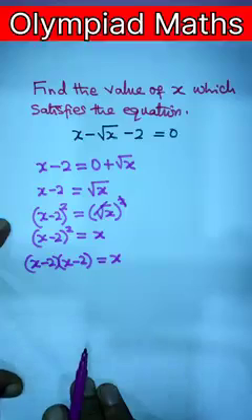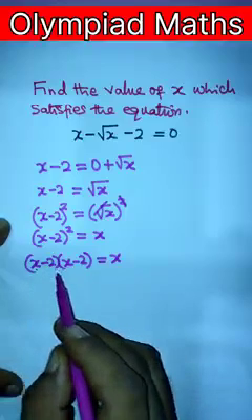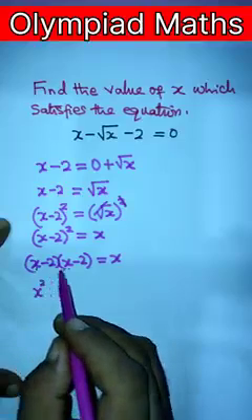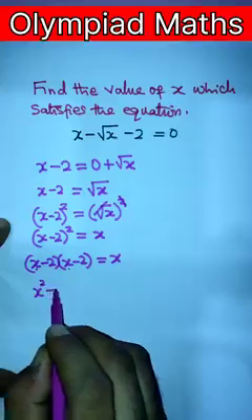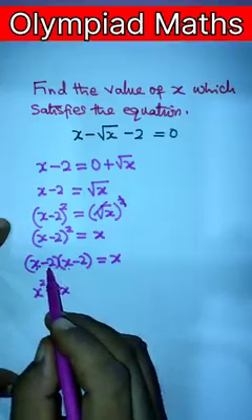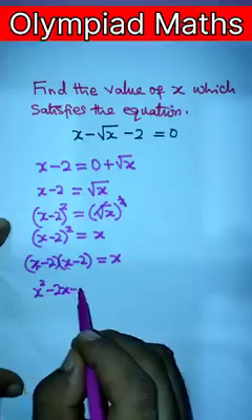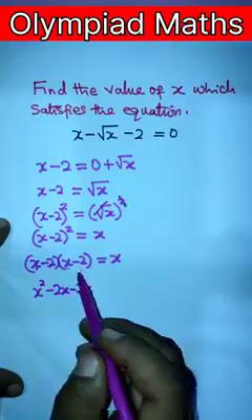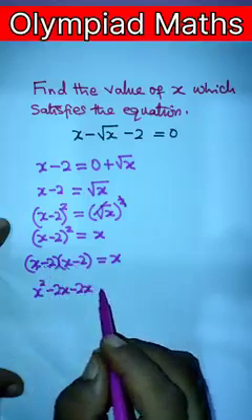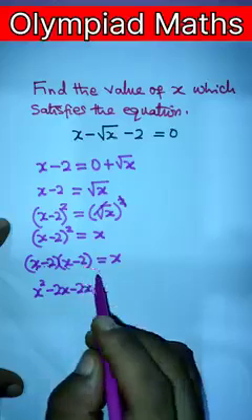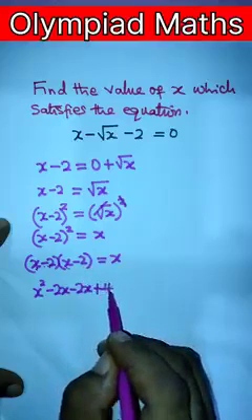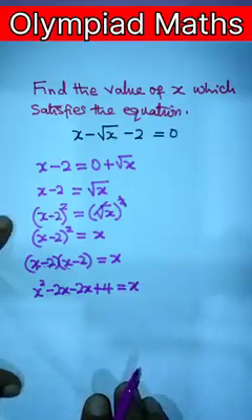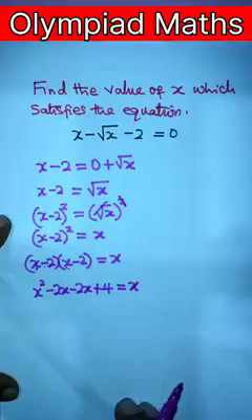Now let's remove the brackets. X multiply x will give us x squared. X multiply minus 2 will give us minus 2x. Minus 2 multiply x will give us another minus 2x. Then minus 2 multiply minus 2. Remember, minus multiply minus will give us plus. 2 multiply 2 will give us 4. Everything equals x.